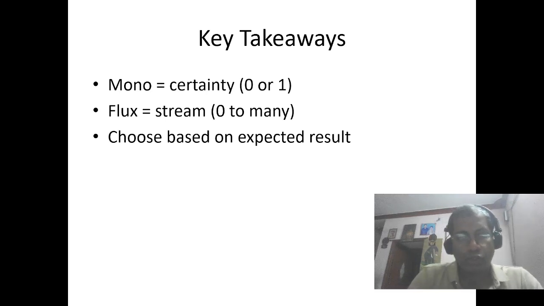So to summarize, Mono is for a single result. Flux is for multiple results. And Mono.just helps you convert a value into a Publisher.